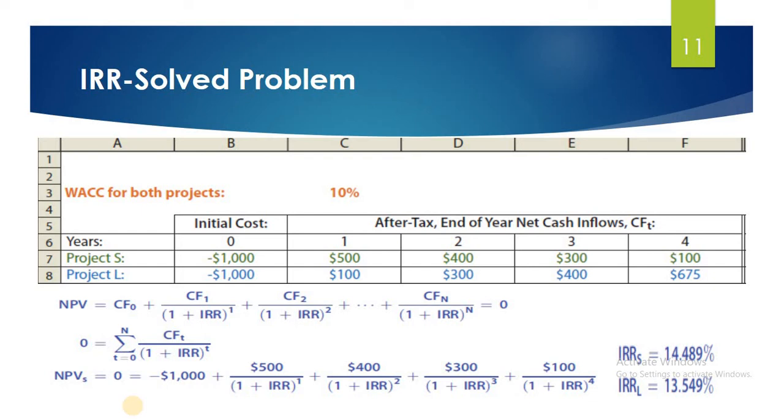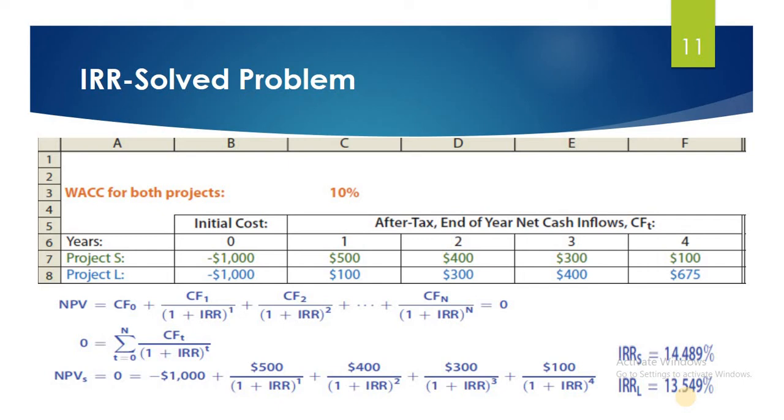Realistically, this method is next to impossible. So we have to use either Excel or a financial calculator to calculate the IRR. There is no other alternative. Now let's look at the IRR of project L. IRR of project L is 13.549%.